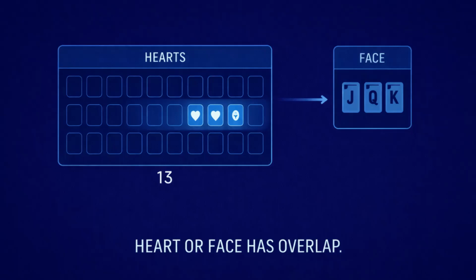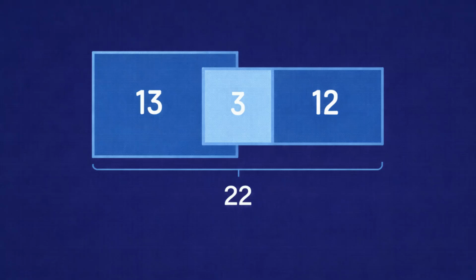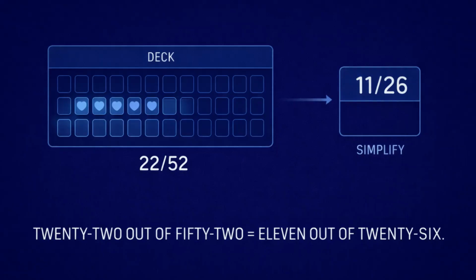Cards give another clear example of overlap. Suppose one card is drawn from a standard deck of 52 cards, and we want the probability of drawing a heart or drawing a face card. Hearts include 13 cards. Face cards include jacks, queens, and kings, which total 12 cards. Some cards belong to both groups: the Jack of Hearts, Queen of Hearts, and King of Hearts. That overlap consists of 3 cards. Adding 13 and 12 gives 25, but subtracting the overlap of 3 gives 22 favorable cards. Out of 52 total cards, the probability is 22 out of 52, which simplifies to 11 out of 26.